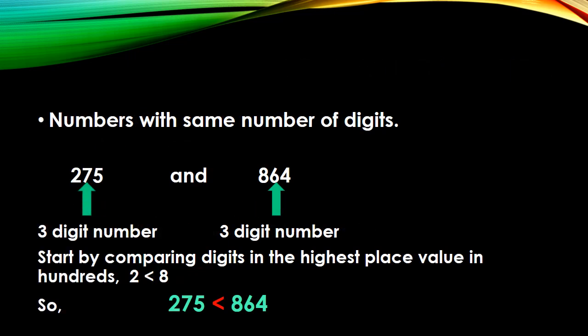Comparing numbers with same number of digits. For example, 275 and 864. Both the numbers are 3-digit numbers. As earlier we have done, start by comparing digits in the highest place value, in hundreds. That is, 2 is less than 8. Therefore, 275 is less than 864.